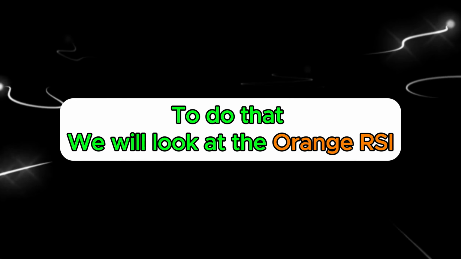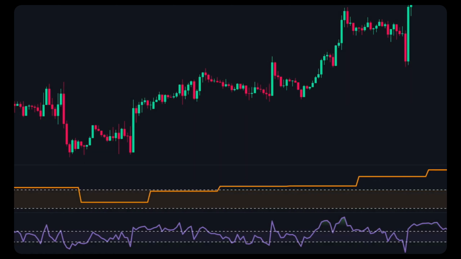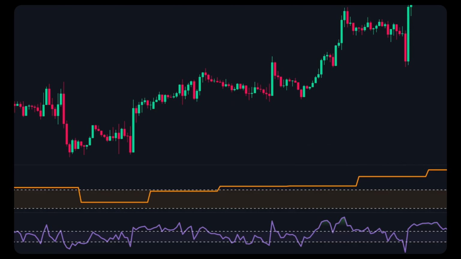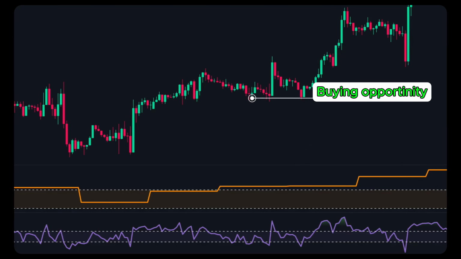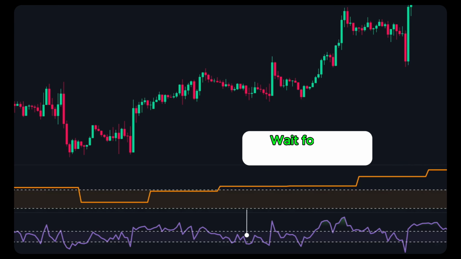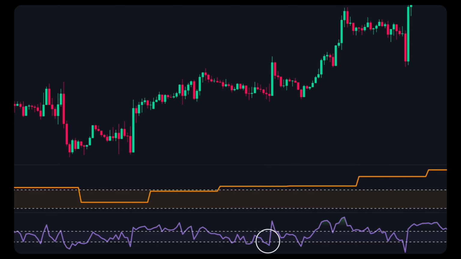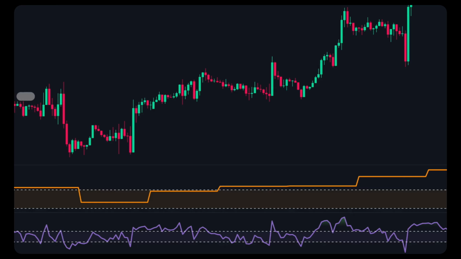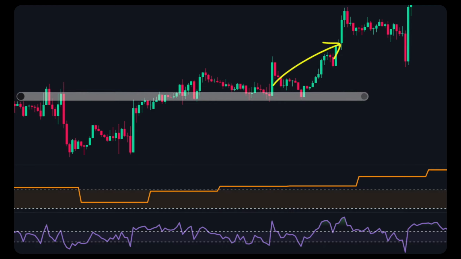To do that, we will look at the orange RSI. On this chart, the orange RSI is above 60, so the price is considered to be in an uptrend. In an uptrend like this, we will look for buying opportunities. Now, we will look at the second RSI and wait for the RSI to be below 40. Here the price went oversold and we saw 2 doji candles. We can also see that the price is near a support level. All of these are signs that the price is likely to reverse and move upwards.